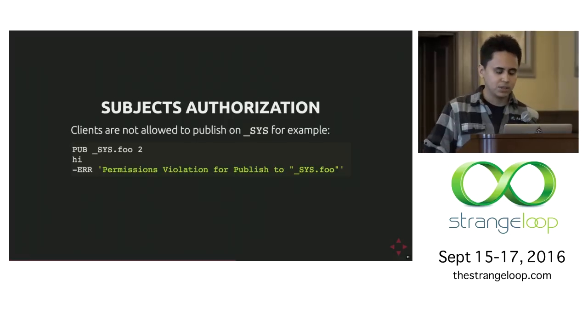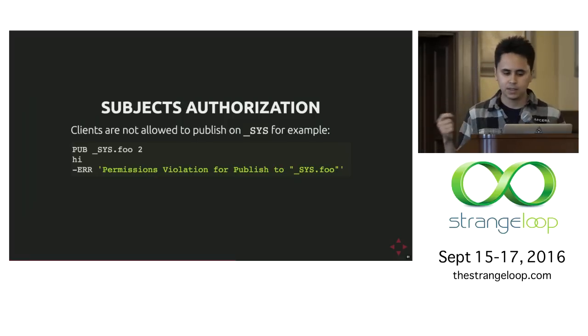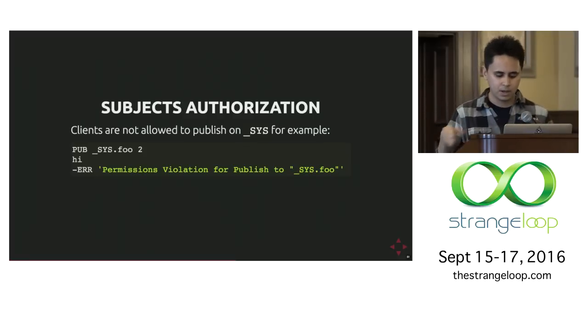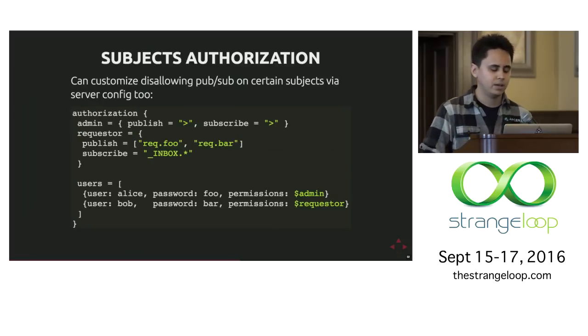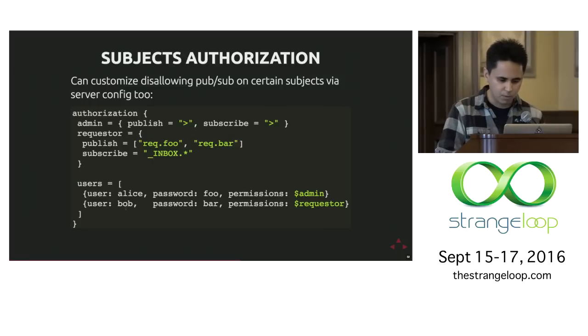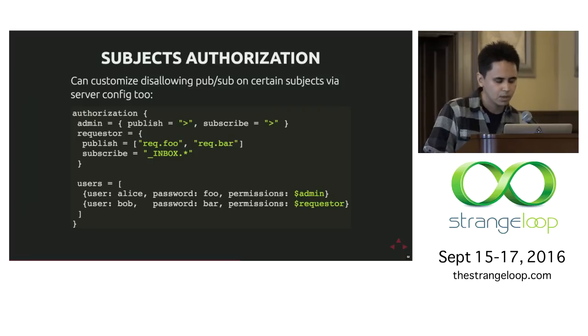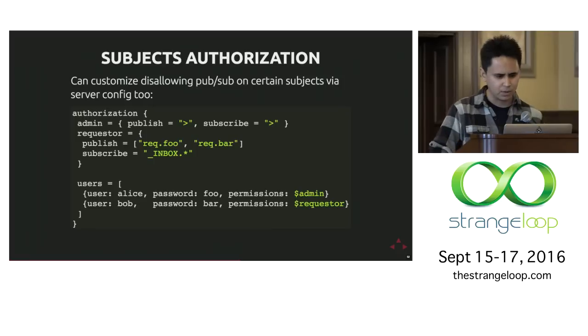And if you try to publish on the underscore sys, you can see that the server disallows you because it is reserving that name for internal messages. And you can customize this by having a static configuration from the server where, for example, you can have a Bob user only being allowed to make requests and Alice user being able to subscribe and publish to anything. This is roughly some of, well, most of the feature set from NATS.